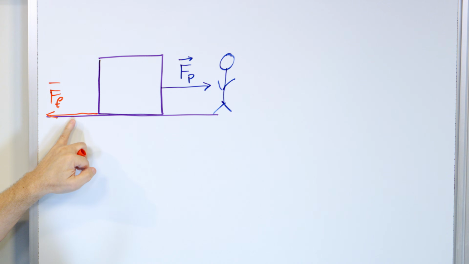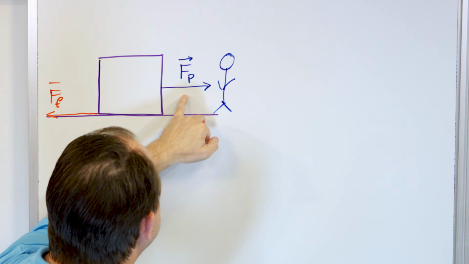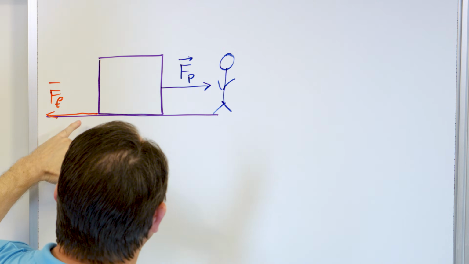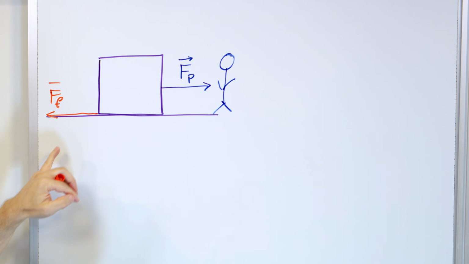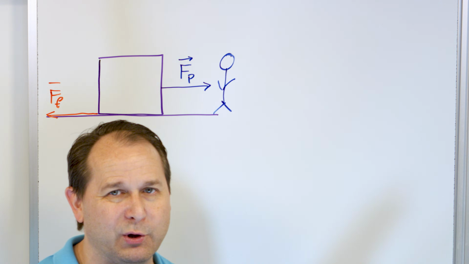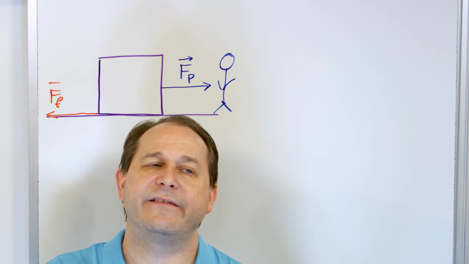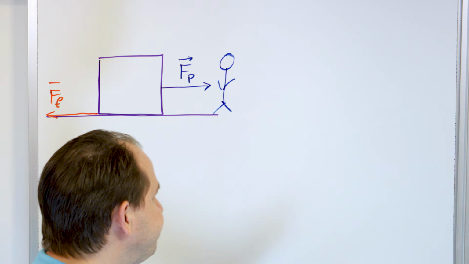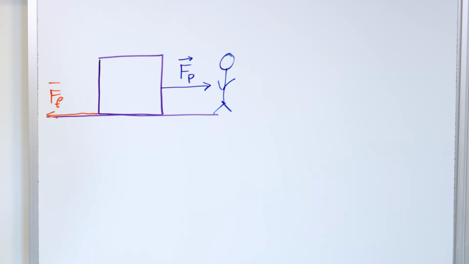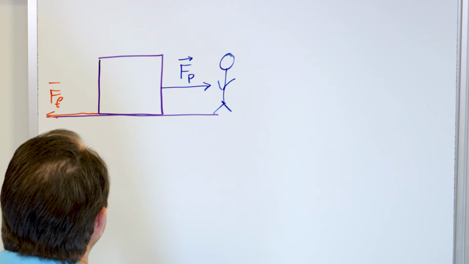And I've drawn the frictional force in the opposite direction, still in the horizontal direction, but in the opposite way of the pulling force. The frictional force cannot be in the same direction as the pulling force, otherwise it would accelerate it, and that is not going to happen. It has to be in opposition to the pulling force. Now, what other forces do we have on this thing that we need to consider?